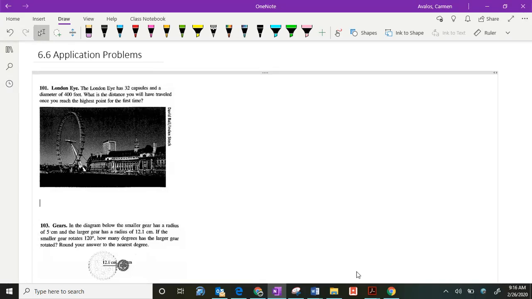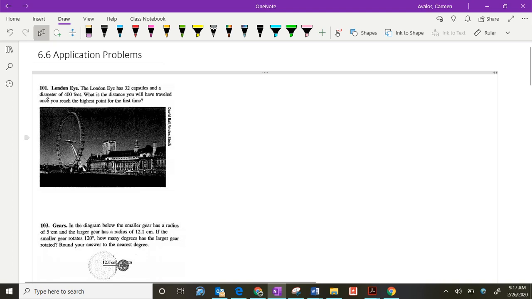Okay, so these are application problems. What we're starting with first is the London Eye. The London Eye is a big Ferris wheel in London, and it has 32 capsules and a diameter of 400 feet. That means from one end to the other end, it's a distance of 400 feet. So that gives us a radius of 200 feet, right?